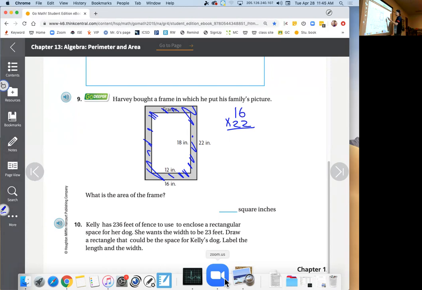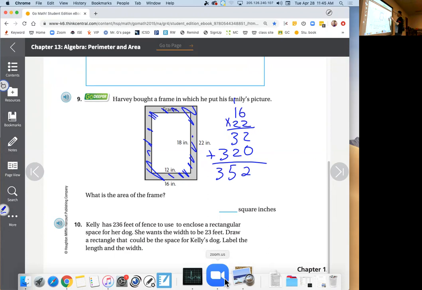16 times 22. 2 times 6 is 12. 2 times 1 plus 1 is 3. Put down your 0 for your place value. And since we're multiplying by 22, all we have to do is write this again, 32. And we add it up, 352. That's the area of the whole thing.